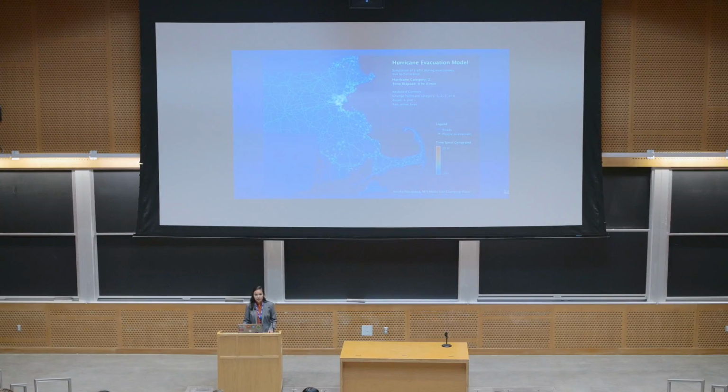So this is a video of the simulation that I had in the visual interface. Here we have part of Massachusetts where the blue lines are the roads and the white spots are the population centers, which indicate the regions that people will need to evacuate from, and the density shows how many people need to evacuate from there. So let's hope this works.